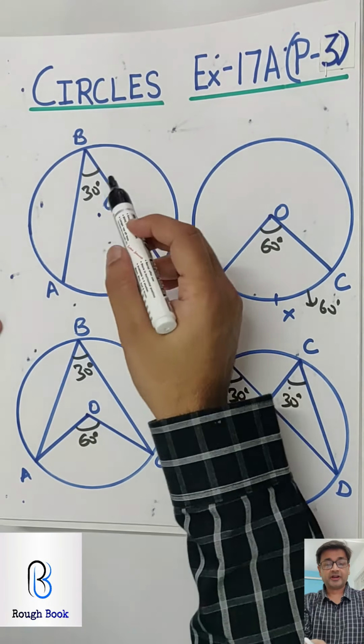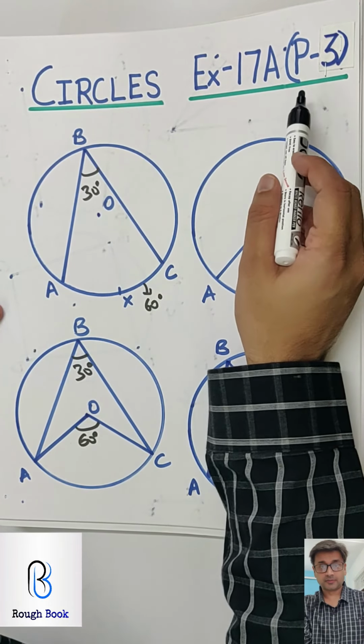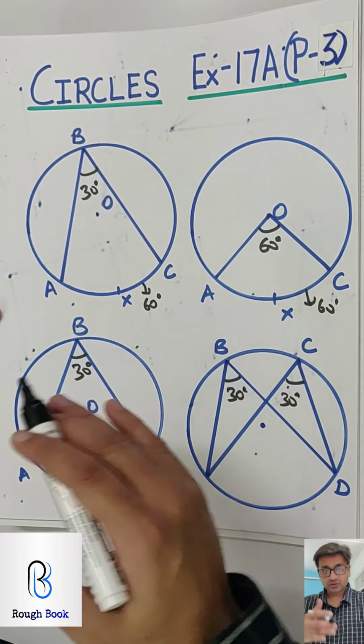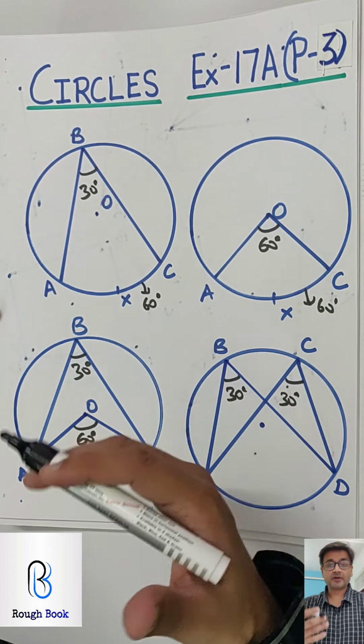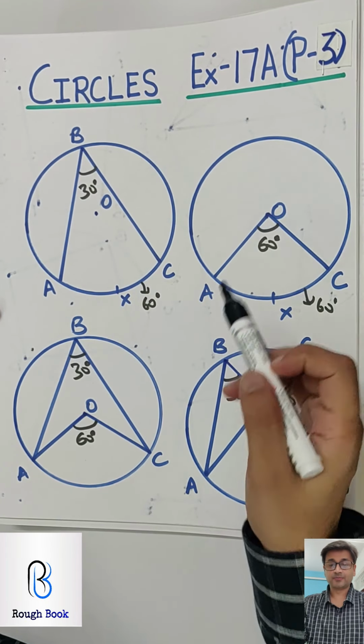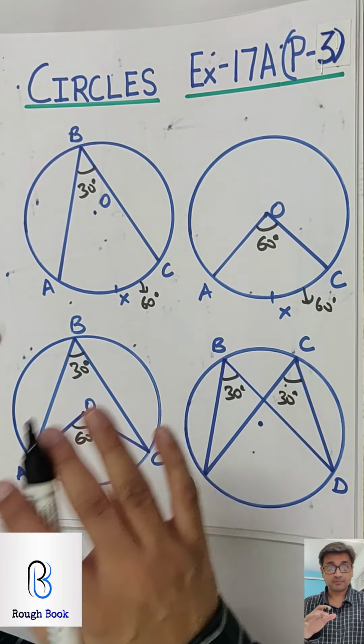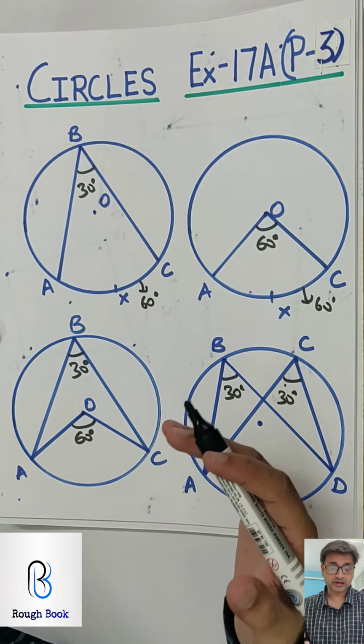Hi, we're getting into circle 17A, the third part. Huge exercise as I told you, about 57 sums. So you are breaking it into parts so that it becomes easier for you to understand them. So this is the third part. I'm repeating the same points again, the same properties again so that it registers well in your head.